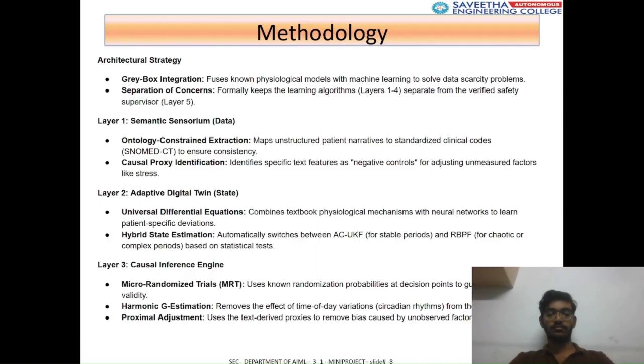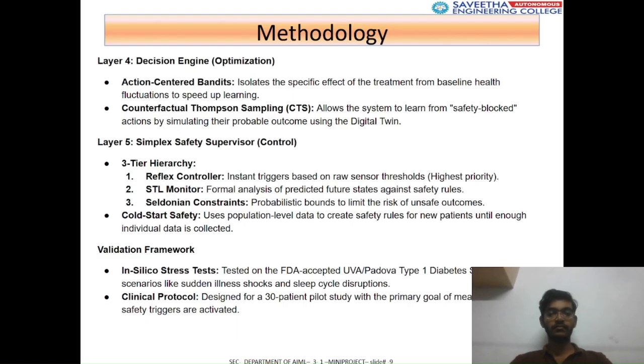Then we find the confounders using the causal inference engine, and then we take the decision and verify whether it is harming the patient or not using the simplex safety architecture. The validation framework we proposed here is in silico stress tests. We tested the project using simulation data, as discussed before, and it is designed for a 30 patient pilot study.